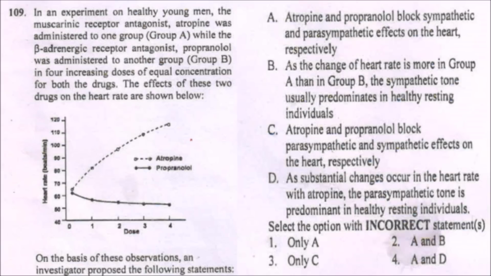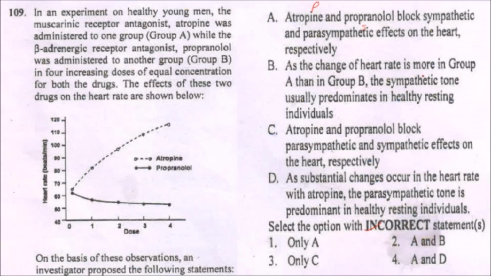So we know that atropine will affect the parasympathetic, and the beta adrenergic receptor antagonist will affect the sympathetic response. So we have to find out the incorrect statement. The incorrect statement is that atropine and propranolol block the sympathetic. No, atropine will block the parasympathetic, whereas propranolol will block the sympathetic one. So it is just opposite.